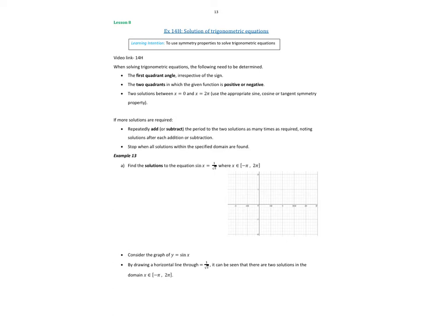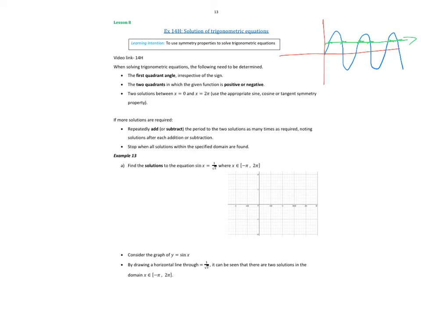All right, so when solving trig equations, the one thing to really take into account is that there's an infinite number of solutions. Our sine, cosine, tan functions go on indefinitely, so there's an indefinite number of solutions. So what we typically do is find the solutions over a particular domain that we're interested in.